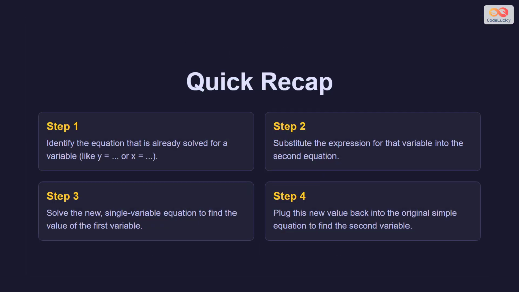To recap the process, first, find the equation that's already solved for a variable. Second, substitute that expression into the other equation. Third, solve the resulting equation to find the value of the first variable. And fourth, plug that value back into the simple equation to find the second variable. That's all there is to it.